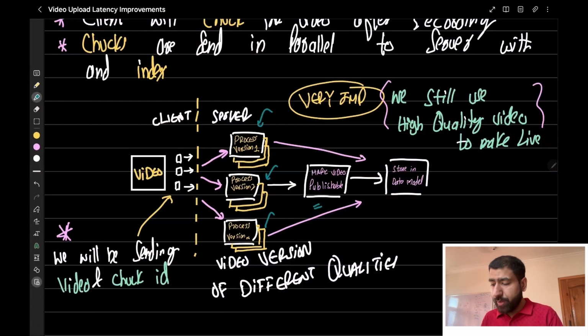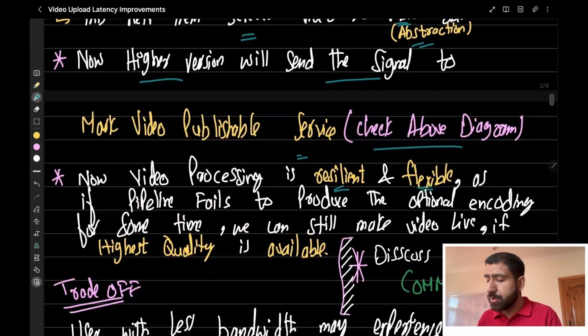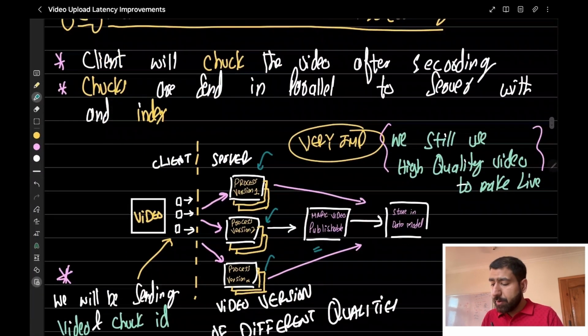Now, in the case that we have right now, if only one of them, the highest quality one, actually got generated, we will make the video live. That is what they're saying, that it is resilient and flexible, right? If the pipeline fails to produce the optimal encoding for some time, we can still make the video live if the highest quality is available. It is not that we're not processing other versions. We are only waiting for the highest quality version, and in the meantime, other versions can be generated in their own time.